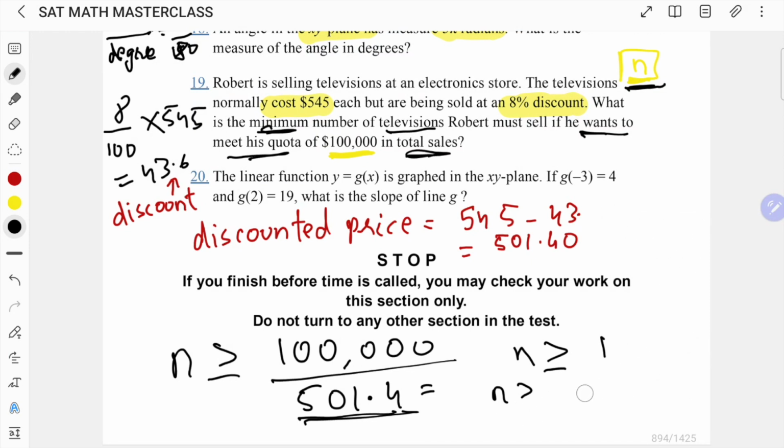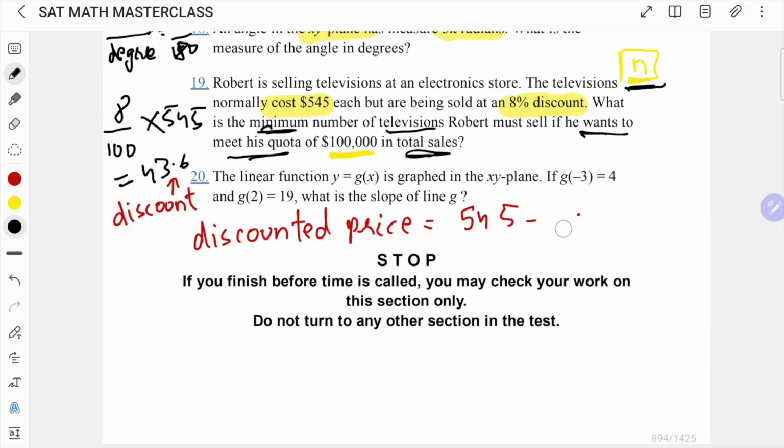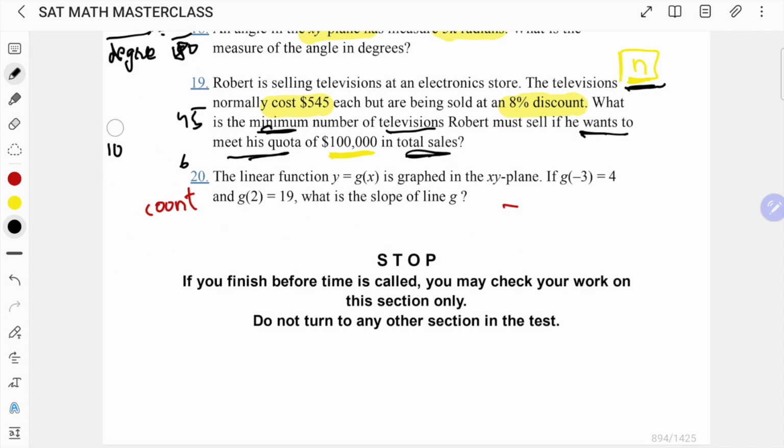Let me just quickly erase all of these. Alright. Okay, moving on to the next question. It asks, the linear function y equals g of x is graphed in the xy plane. If g of minus 3 equals 4 and g of 2 equals 9, what is the slope of g?